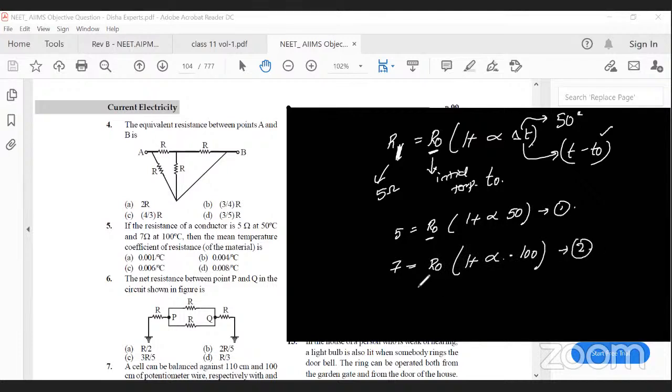Right? Now I'm going to divide these two. Can I divide it? When I divide, R0 cancels. Correct? So can we say 5 by 7 is equal to 1 plus 50 alpha divided by 1 plus 100 alpha. Now cross multiply and try to find alpha. You solve it yourselves, please do it. Make it fast. Reena, do you have a doubt? Rahul?